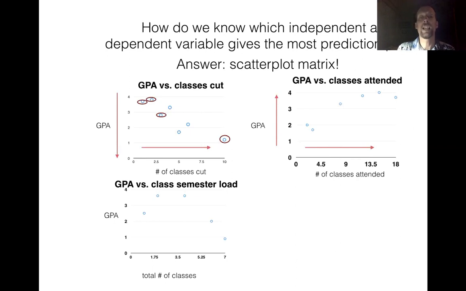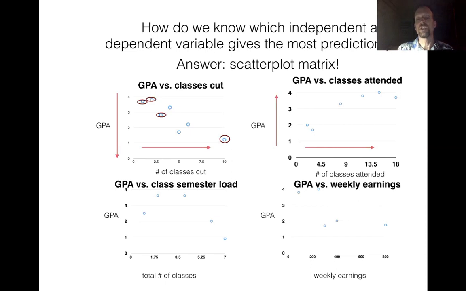Now, let's take a look at one where there's even less of a relationship. We look at GPA versus weekly earnings. In this case, the dots are scattered much farther apart, and it almost doesn't look at all like we could use somebody's weekly earnings to predict their GPA, does it?